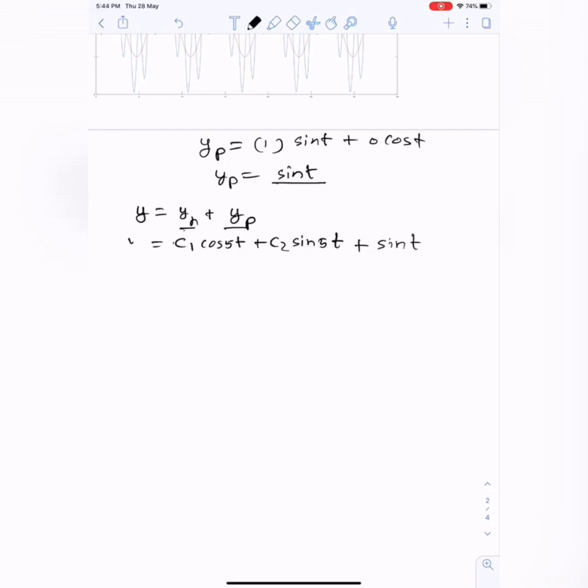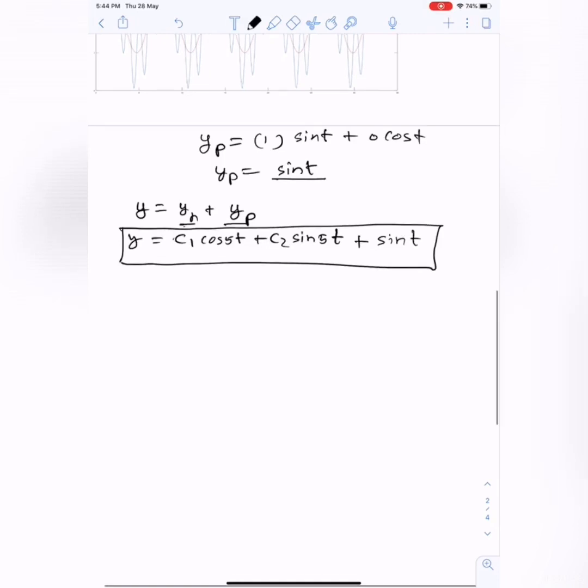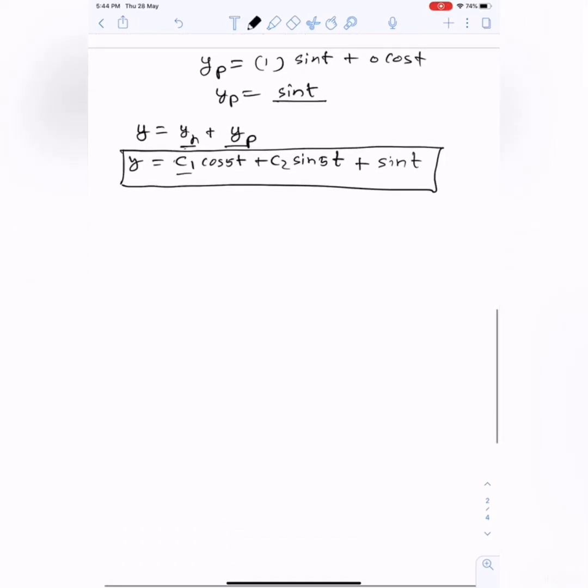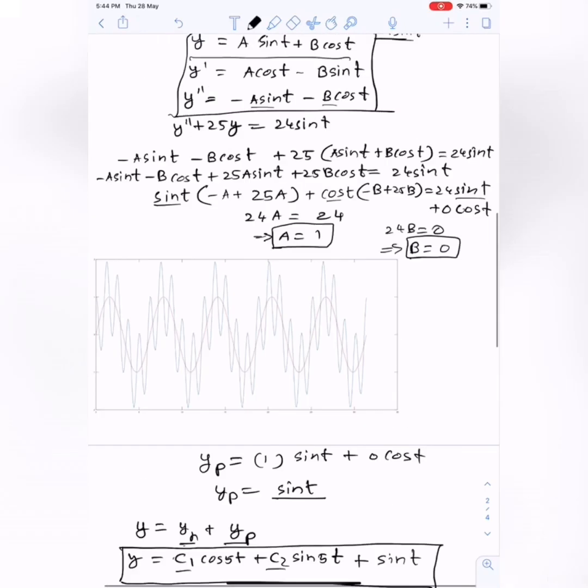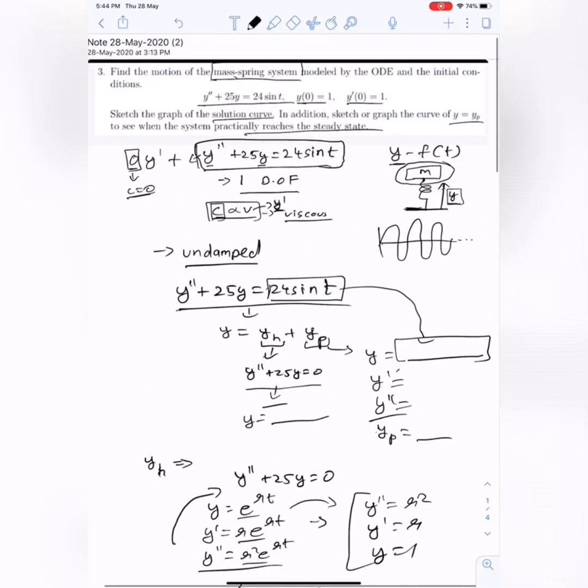So this is our solved equation of motion. It's basically the equation of motion. We still have to find c1 and c2, and we can find those with the help of our initial conditions.